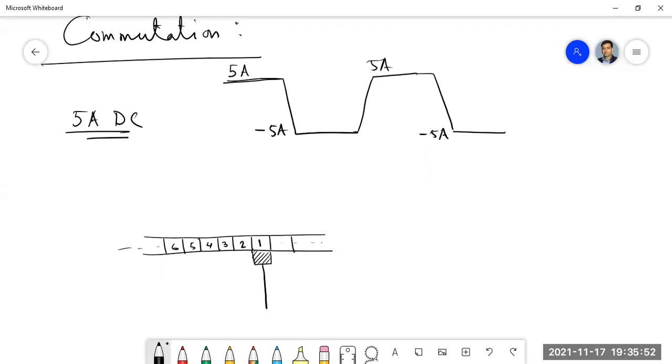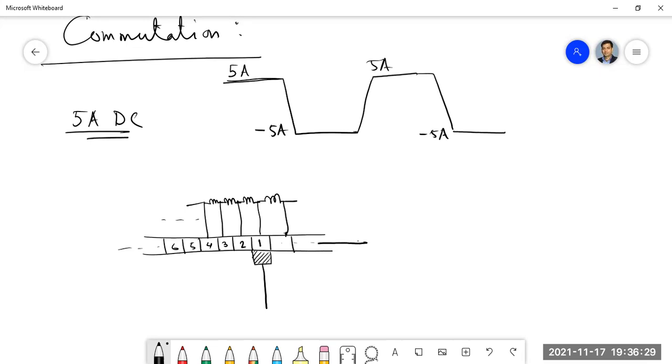And how are the coils connected with the commutator segments? Suppose here we have a coil. Between 2 and 1 we have another coil. Between 3 and 2 we have another coil. So this is how the coils are connected. In this way the coils are connected.